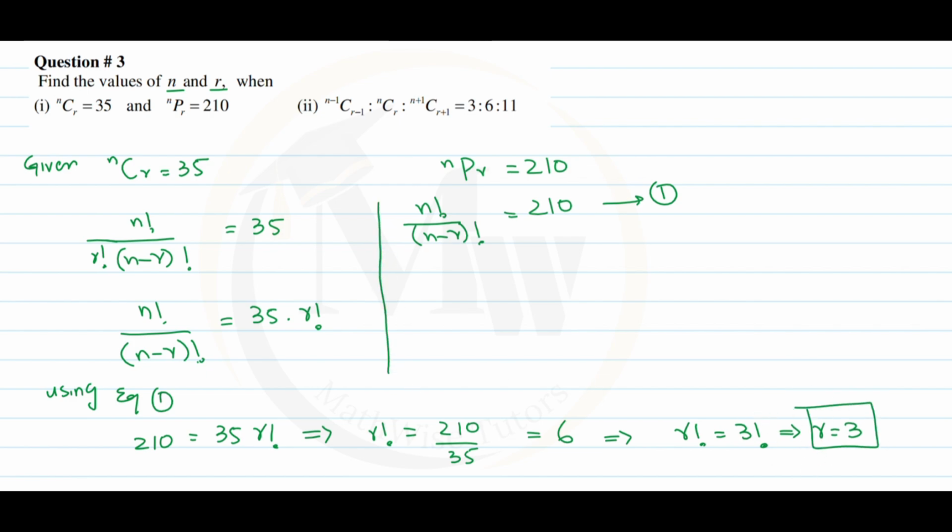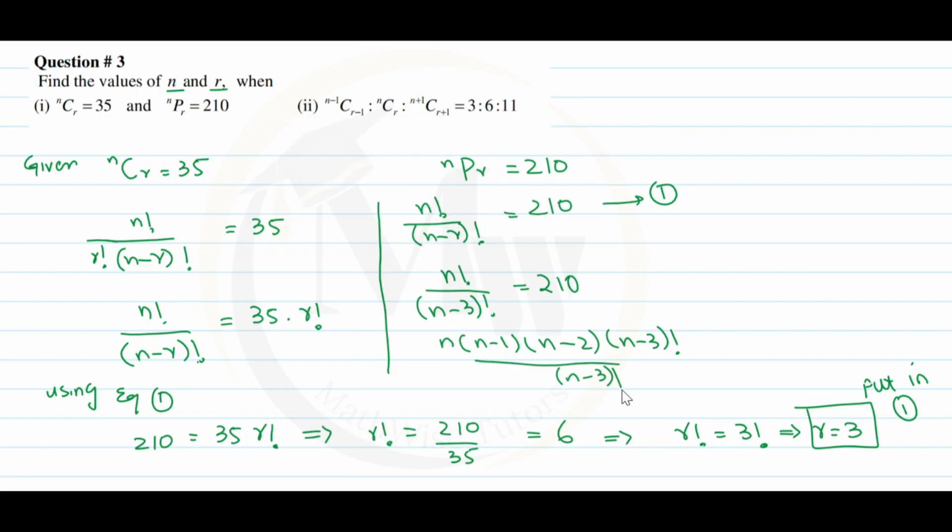Now using the second condition that is given, we will identify the value of n. So put this value in equation number 1 in the place of r. So it becomes n factorial over (n minus 3) factorial, that is equal to 210. So we will expand the n factorial so that it will reach n minus 3. So n times (n minus 1) times (n minus 2) times (n minus 3) factorial over (n minus 3) factorial.